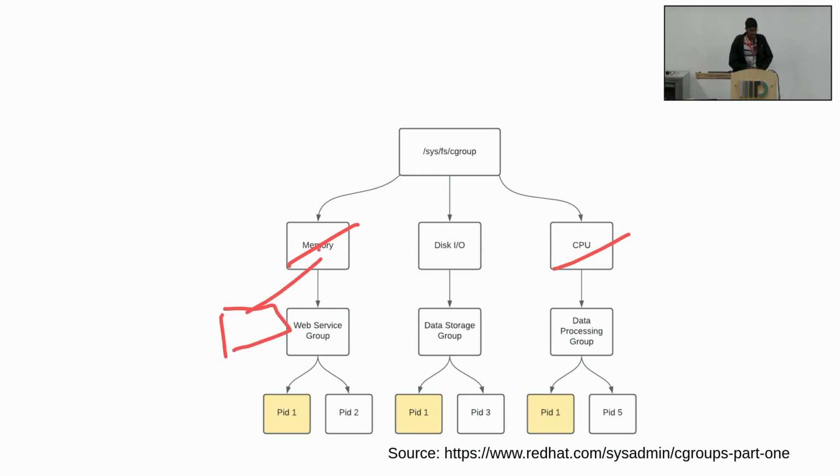And at the bottom, you have the leaf nodes, so the processes. PIDs are attached to these cgroups. And obviously, as you can see here, they can repeat across the different subsystems. Makes sense. You can attach a particular PID to some particular memory cgroup and some other CPU cgroup. These are two different dimensions.